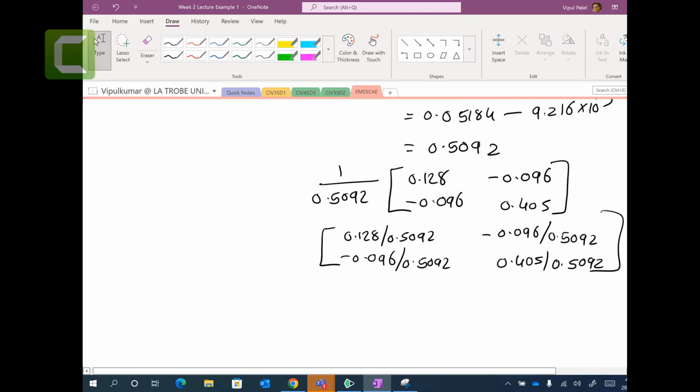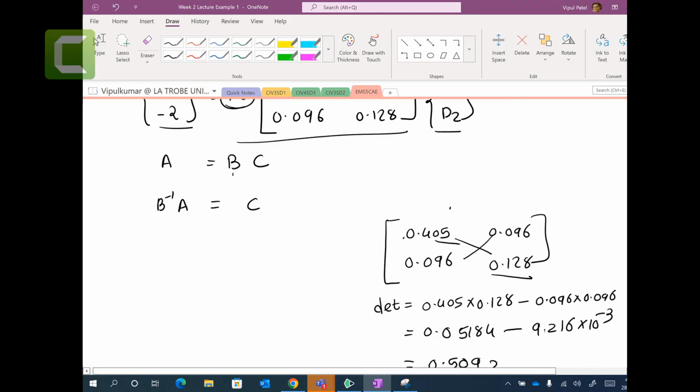0.405 divided by 0.05092. So in that case, 0.128 divided by 0.05092, you get 0.251. 0.096 divided by the determinant, you get 0.189, minus 0.189. 0.405 divided by 0.05092, you get 0.795. Right, so that is your inverse of this matrix.